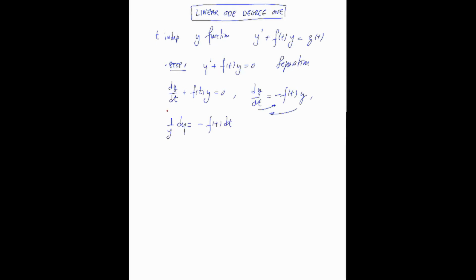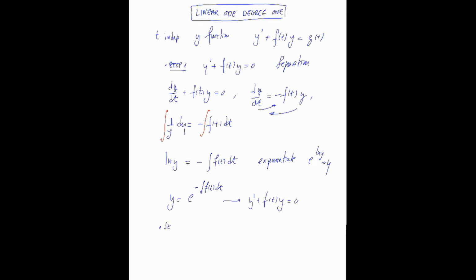We integrate both sides as in the separation of variables, and what we have is the log of y, let's not worry about the absolute value for the time being, equals minus the integral of f of t dt. We don't have an explicit formula for f right now because this is the general problem, so we'll leave it like that. Now we exponentiate both sides, and e to the log of y is y, so y is equal to e to minus the integral of f of t dt. Okay, so that's the solution of y prime plus f of t y equals 0.